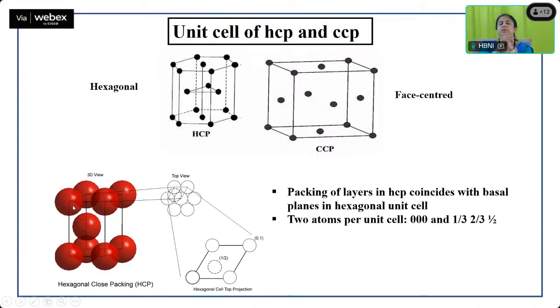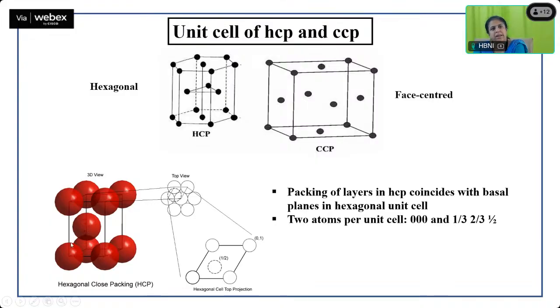Now, because the other day we learned to count the number of atoms in the unit cell, how many atoms are there in this particular unit cell? The 8 in the corners, they contribute 1 by 8 each. So 1 lattice point. The one in the center is completely contributing to this particular unit cell. So it is 1. So 1 from the corners and 1 in the center. That is 2 lattice points in the unit cell of hexagonal closed packing.